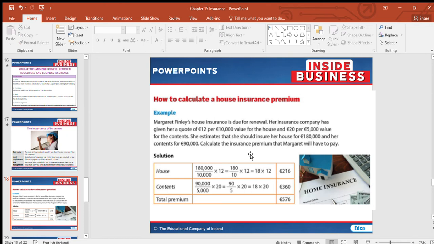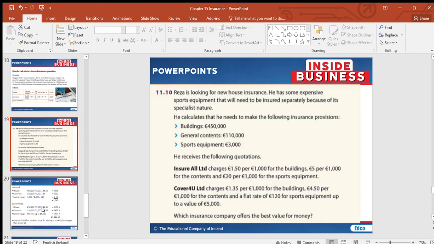So again, what have we done? We've put the valuation of the house, or the valuation of the contents, divided by the per value figure multiplied by the actual cost per value figure. And it's always the same. The big number divided by the per figure multiplied by the cost per value figure. So that's that calculation. I'm going to quickly go through another one here just to make sure that we have a good understanding, and I'll give you a question similar to this for homework.